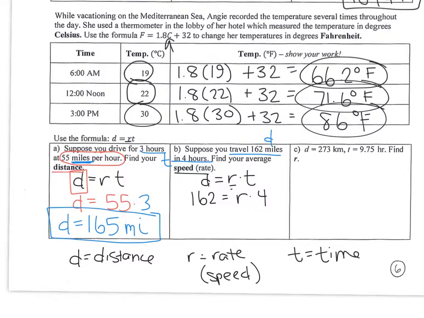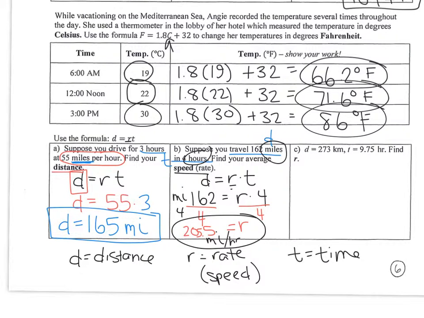Go back to last chapter, how do you solve for R? Well, you divide both sides by 4. So I do 162 divided by 4, which is 40.5. And I want to have a unit. We're talking about miles and hours, so it's 162 miles in 4 hours. So the rate is miles per hour.